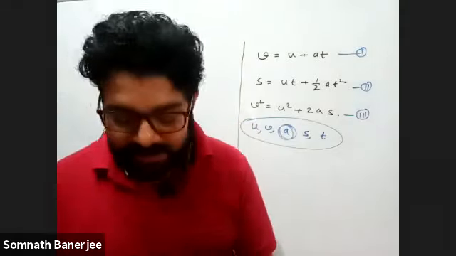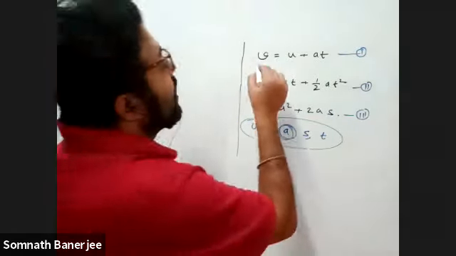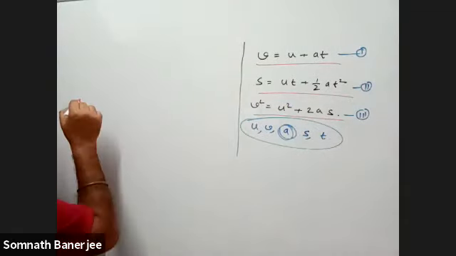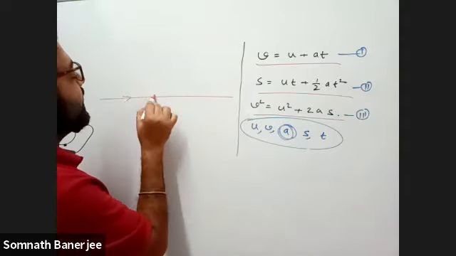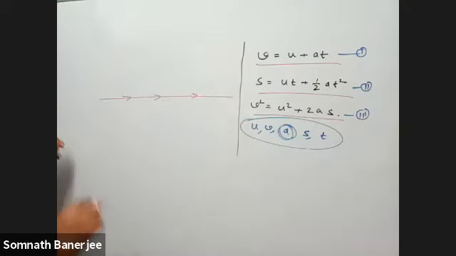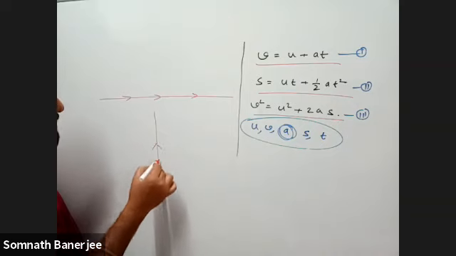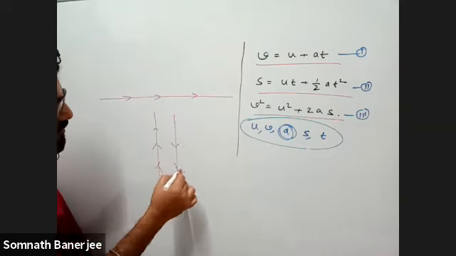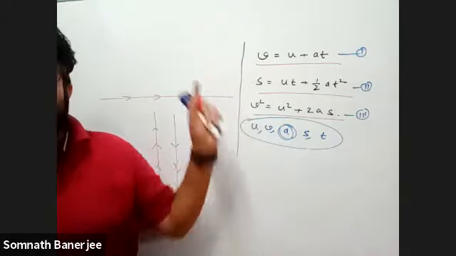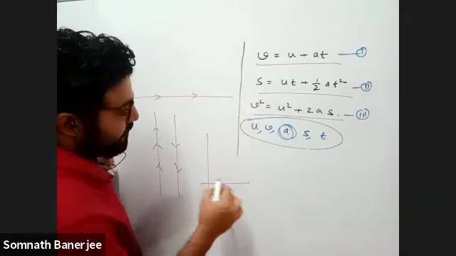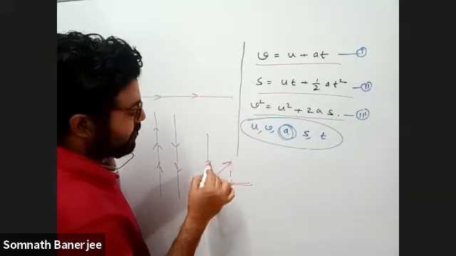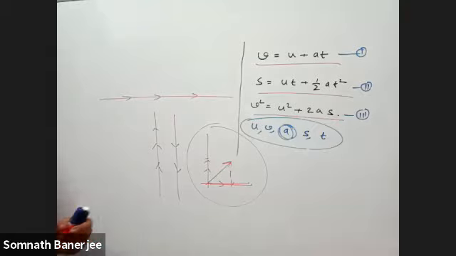One more important thing: these are all equations of one dimension, meaning motion in one dimension. What do you mean by motion in one dimension? Motion in a straight line, either along the x-axis or the y-axis. If you combine them, so you have motion along the x-axis as well as along the y-axis, then this is called motion in 2 dimensions.